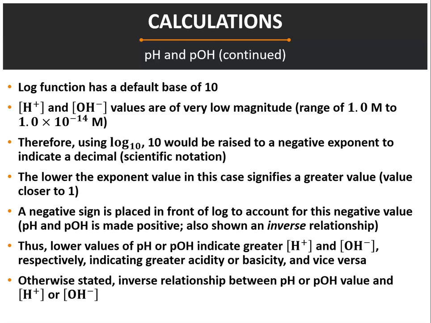while 10 to the negative 7 is 1 over 10 million. To account for the fact that all exponents will be negative due to the concentrations being less than 1 molarity, a negative sign is placed in front of the log function to make whatever outcome we have positive. This also means that there is an inverse relationship between pH and proton concentration. Otherwise stated, lower pH values indicate greater proton concentration, and higher pH values indicate lower proton concentration.